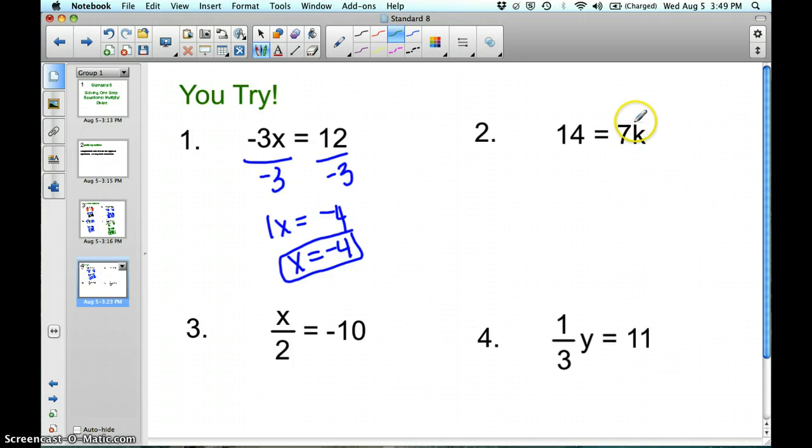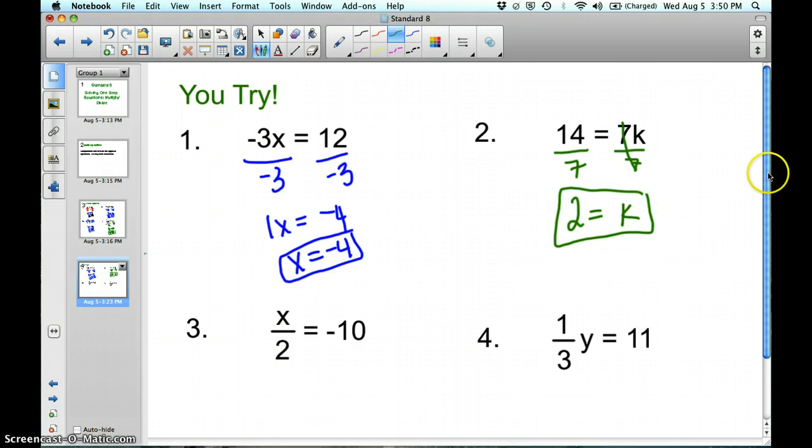For number 2, I need to get rid of the 7 in front of the k. So since 7 is being multiplied to k, I have to divide 7 on both sides. 14 divided by 7 is going to give me a positive 2. And then 7 divided by 7 is going to give me 1. So those just cancel out, so I can just write k. So 2 equals k, or k equals 2. It would be the same thing.